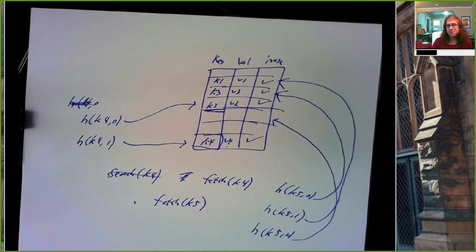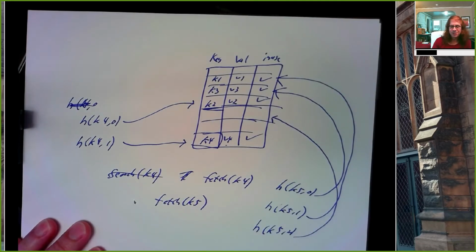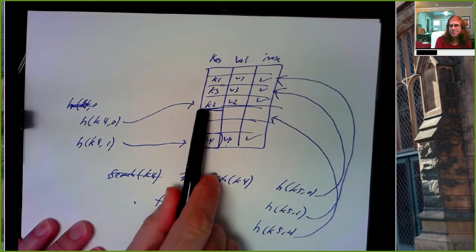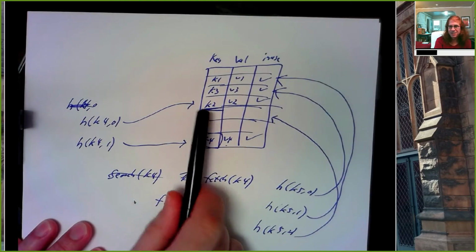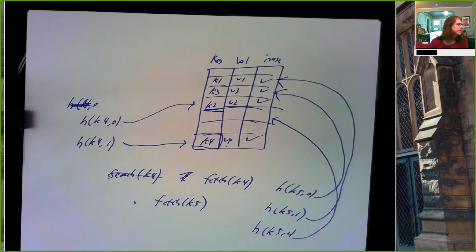So for search, we just need to remember this extra step: when we search for something, see if that spot's in use. If it's not, we're done. If it is, see if the key matches. If it does, we're done, we found our data. If not, we need to rehash. Everybody clear on that?